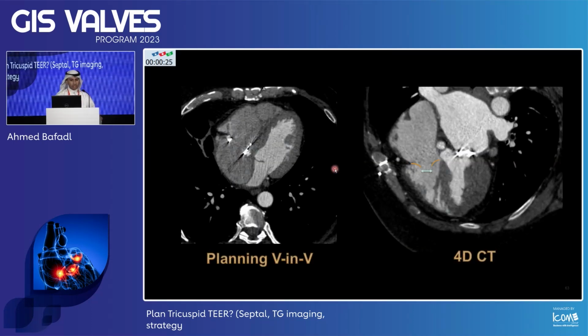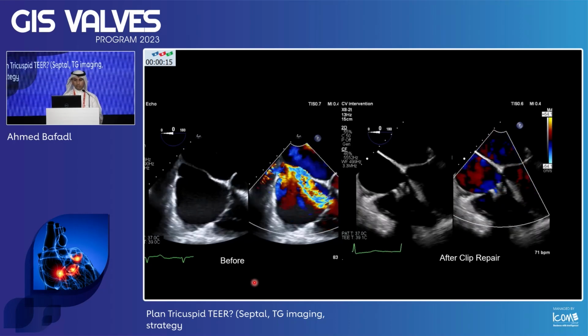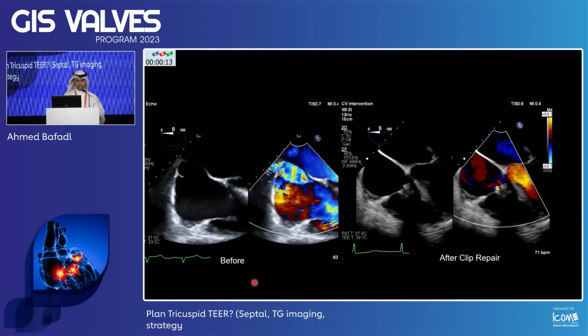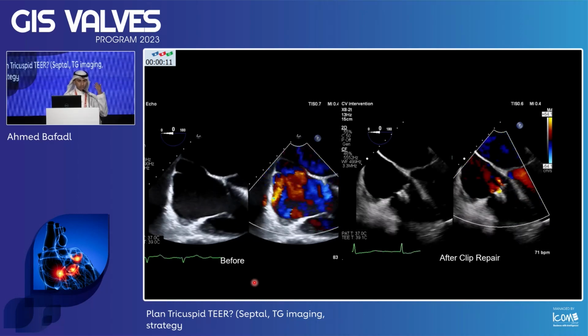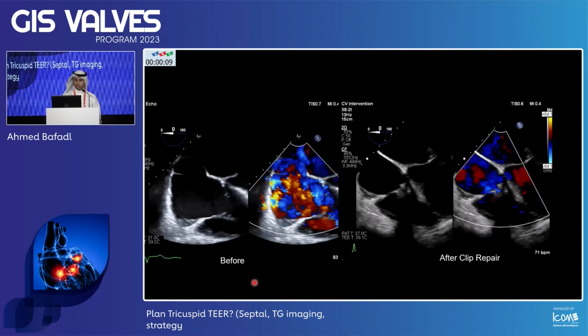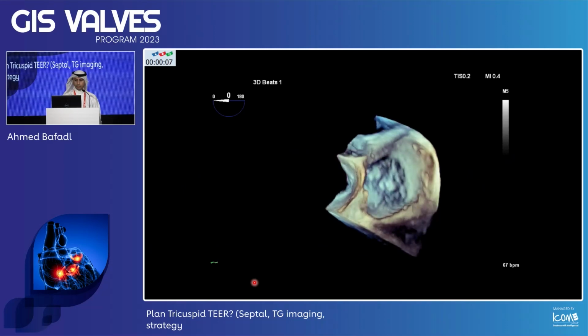In multimodality imaging, we do 4D for the leaflet gap if we need, and if you're planning valve-in-valve, we do all the measurements on CT scan. So back to our case, just quickly, I'm not going to present any, just as a closure, because you've been seeing all this. So we put 2 clips for this lady.